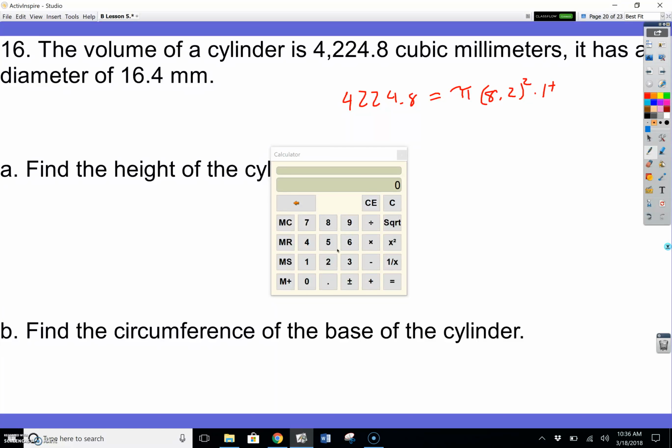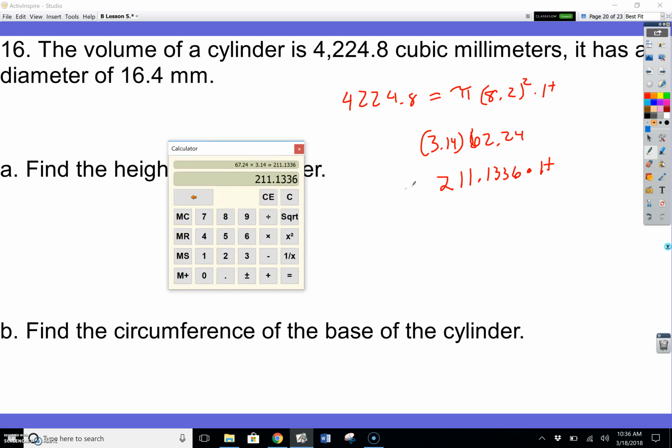So what we're going to do is solve for height by doing 8.2 to the second power. And then I have 62.24. Now remember, we are going to be using 3.14 for pi. So this is pi times 8.2 to the second power. So now I can times it by pi, or times it by 3.14. And I'm going to have 211.1336 times h is going to equal my volume, which is 4224.8.